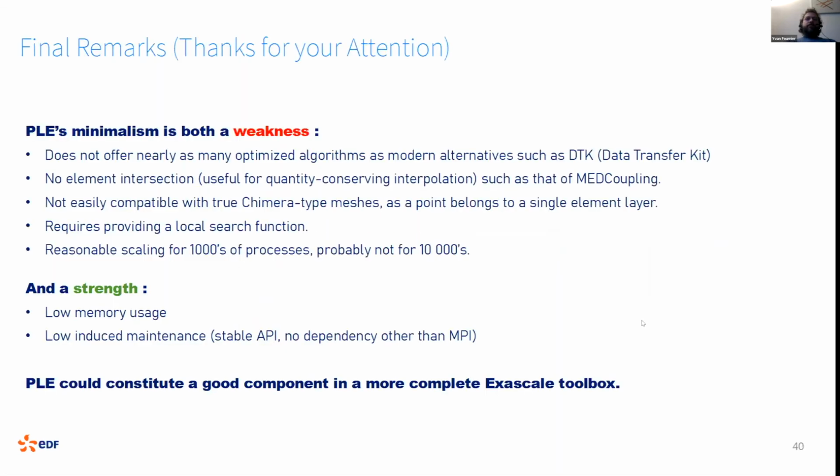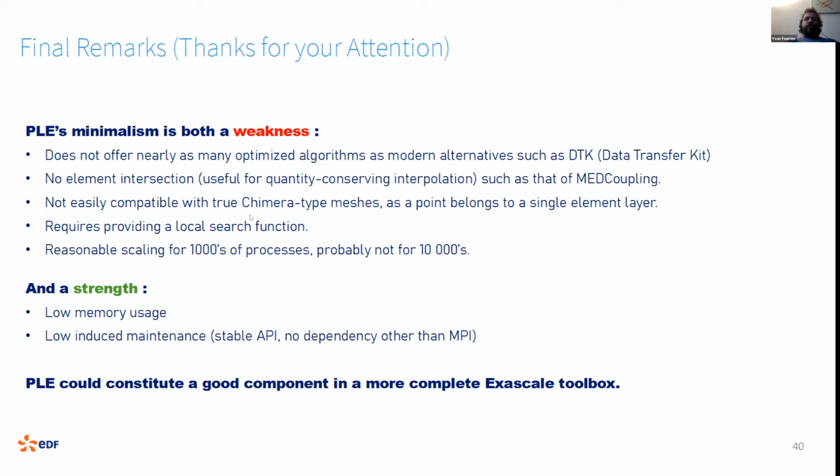And basically, final remarks: PLE's minimalism is both a weakness because it doesn't offer nearly as many optimized algorithms as some other alternatives like DTK and Trilinos. There's no element intersection, which can be useful for quantity-conserving interpolation such as that of meteorological coupling. It's not easily compatible with true chimera-type meshes because a point belongs to a single element, so we don't have multiple layers, but usually those codes have their own built-in techniques anyways.